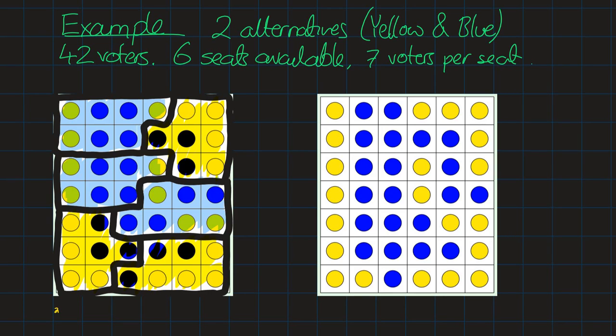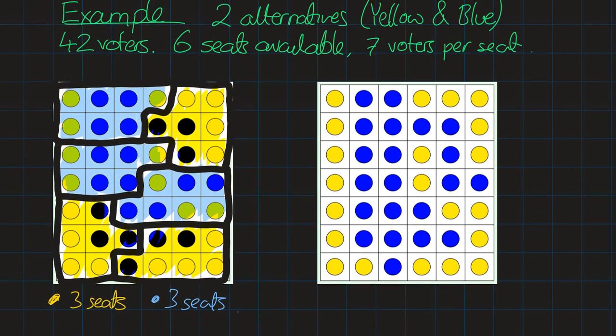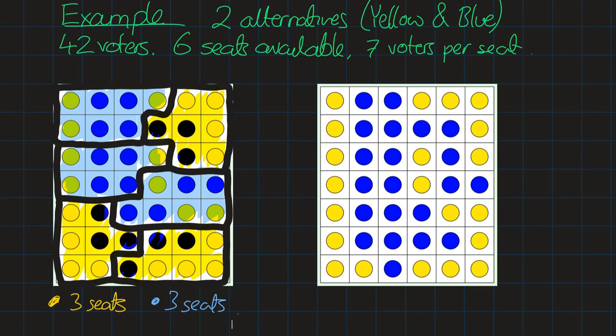So this means that yellow wins 3 seats, and blue wins 3 seats. Which is reasonable, because if you go back and count, you see that of the 42 voters, 21 vote yellow, i.e. 50% vote yellow. So having the seat split 3-3 seems nice and fair.